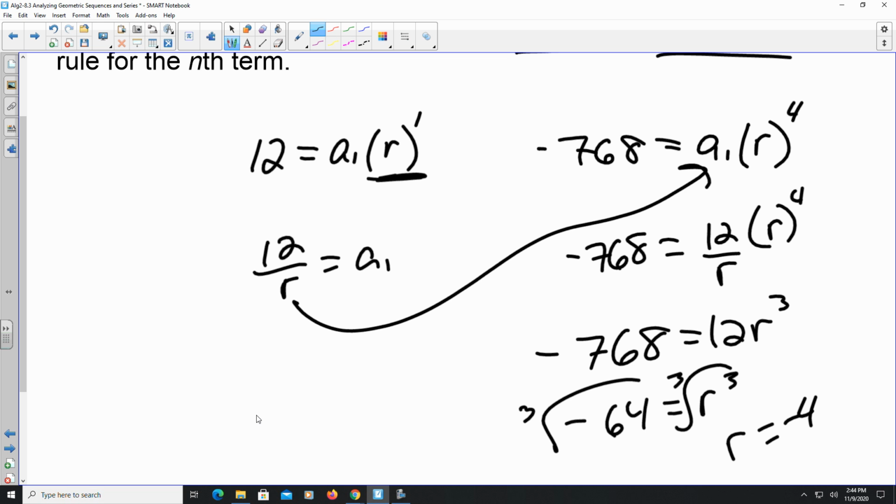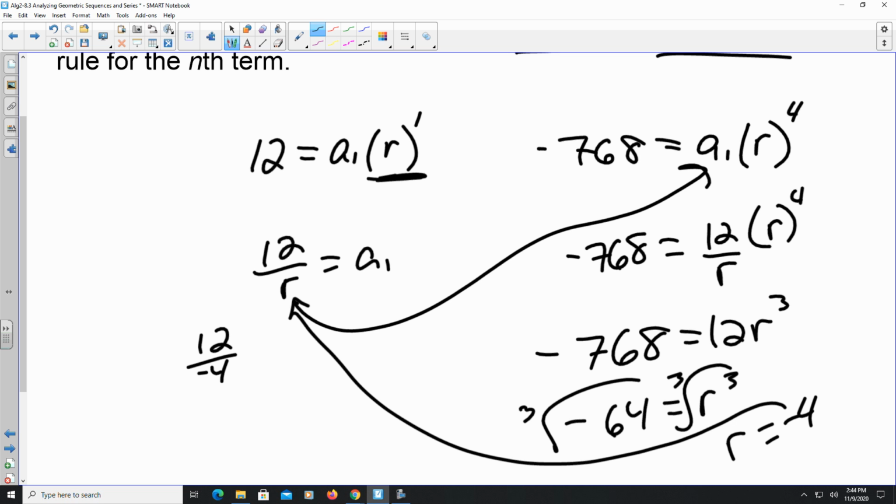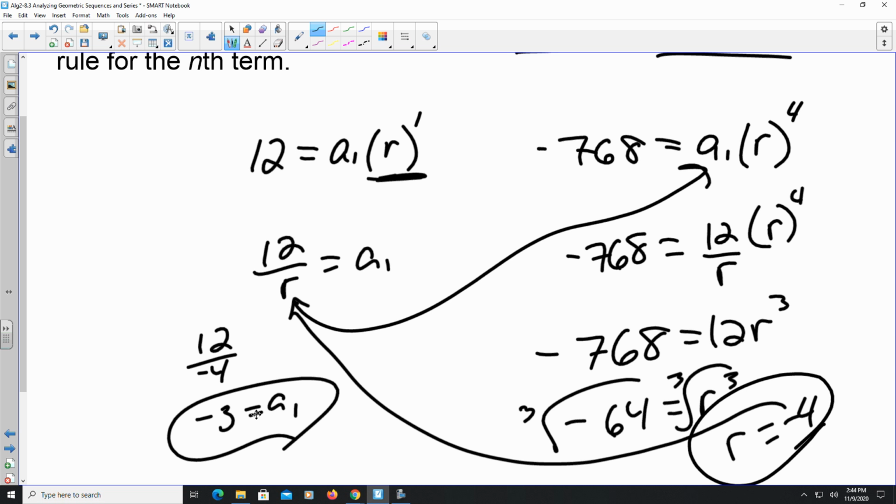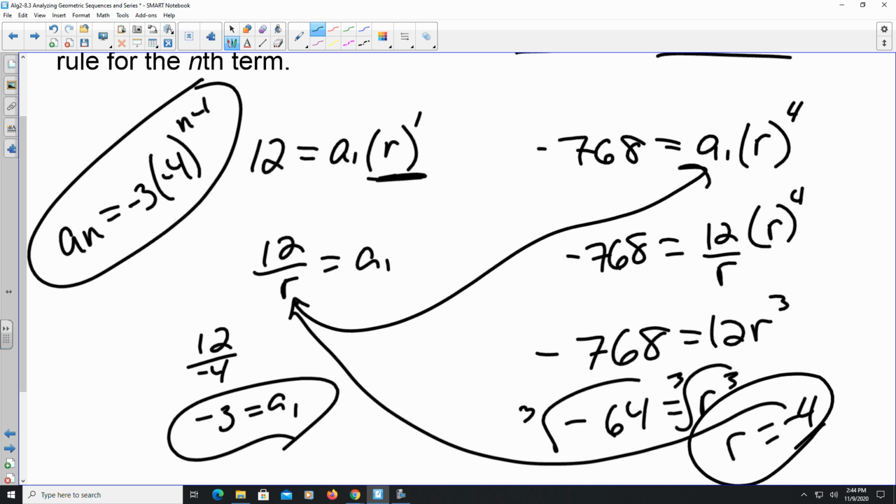To figure out what a sub 1 is, I'm going to substitute that into this equation here. So now I got 12 over negative 4. Negative 3 is a sub 1. So now I have a sub 1. Now I have r. I have all the information to write my rule, which is a sub n is equal to negative 3 times negative 4 raised to the n minus 1 power.